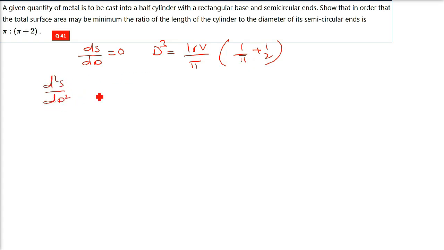Again, this responsibility lies with you. This is a double differentiation, so you will get pi by 2 plus pi, which is actually greater than 0. Just revisit.